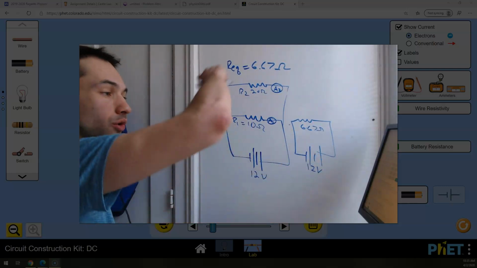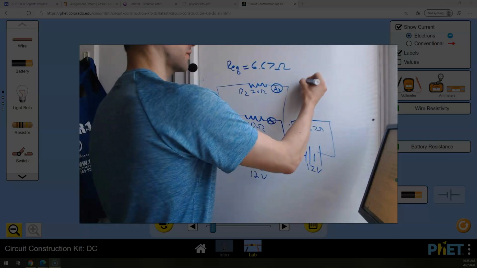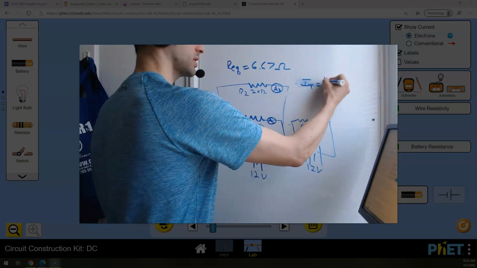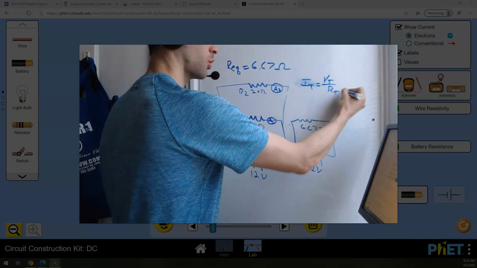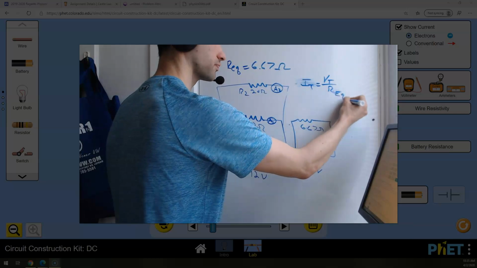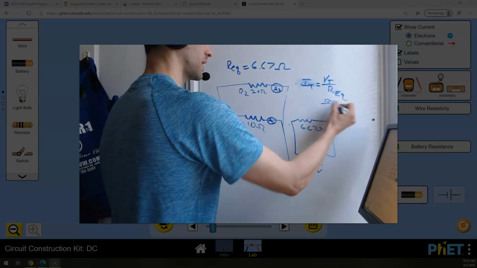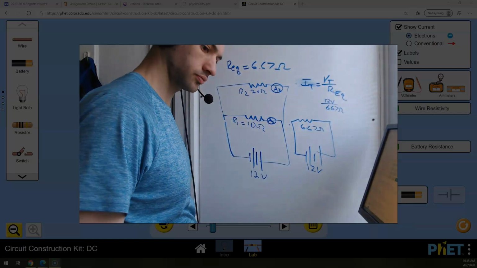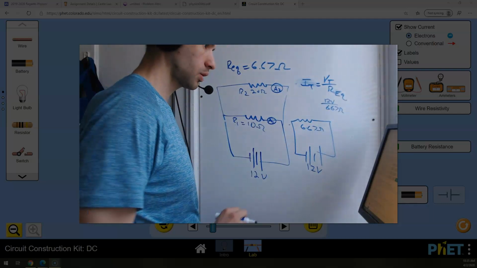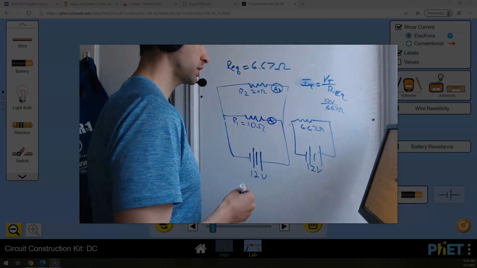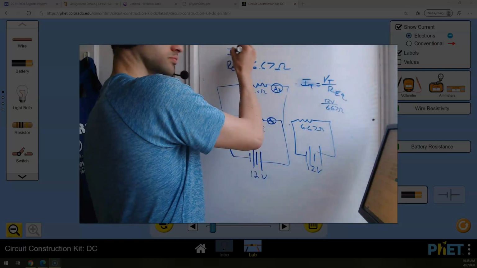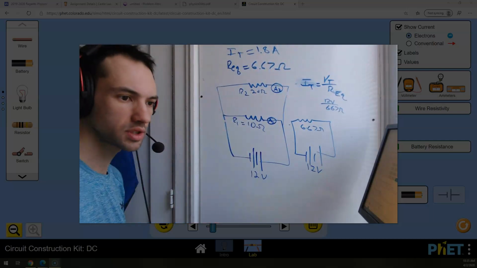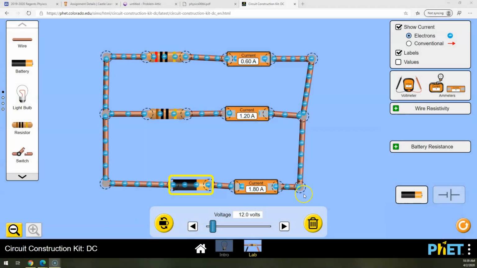So if I want to know now the total current going through, I total will be V total over R total, but really that R total is Req. So now I've got 12 volts divided by 6.67 ohms. Plug that in a calculator. We'll call it 1.8 amps. Let's go check it. What do you know? 1.8 amps.